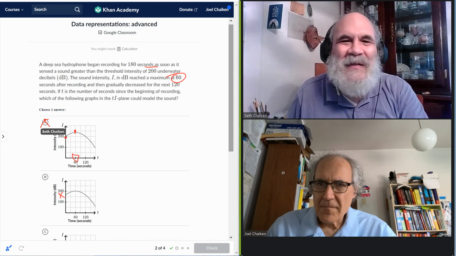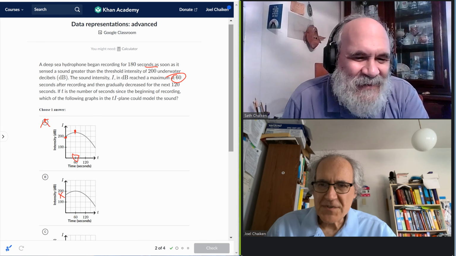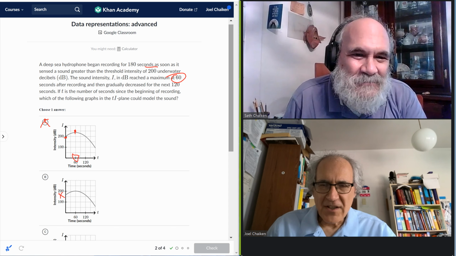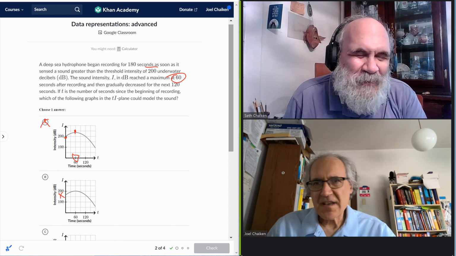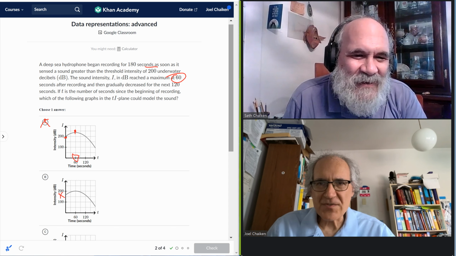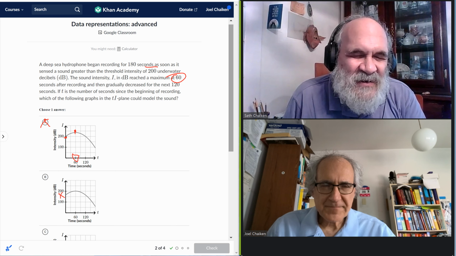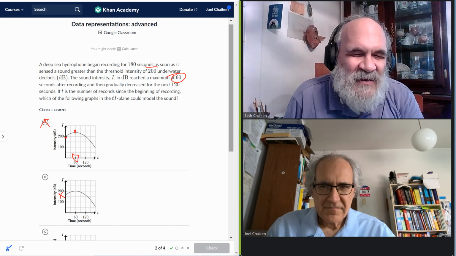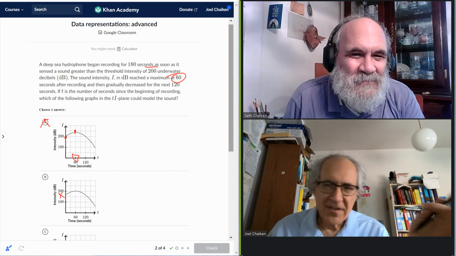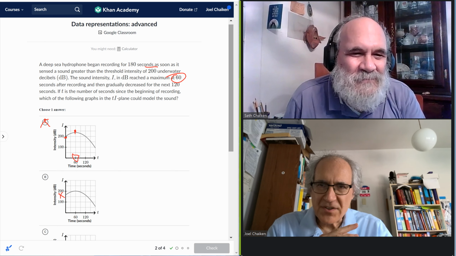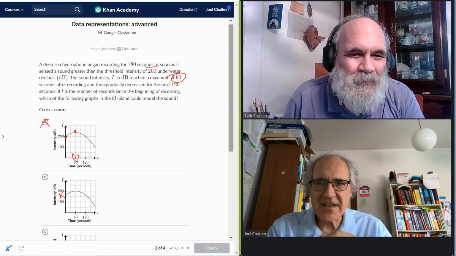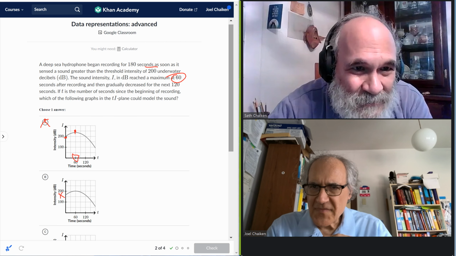There doesn't seem to be much else in this problem other than analyzing the data that they give you and seeing which graph best shows the data. You just match the description of the data in English with the description of the data in the graph. A maximum means the top. The initial threshold intensity of 200 means the beginning. As soon as, right?